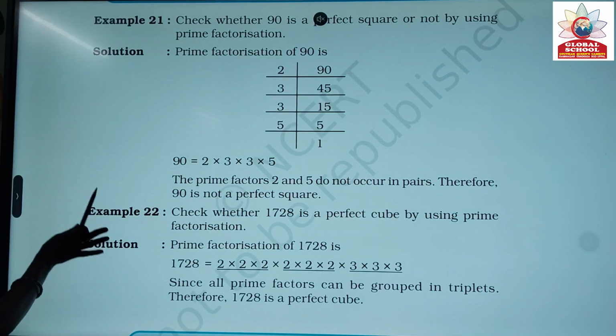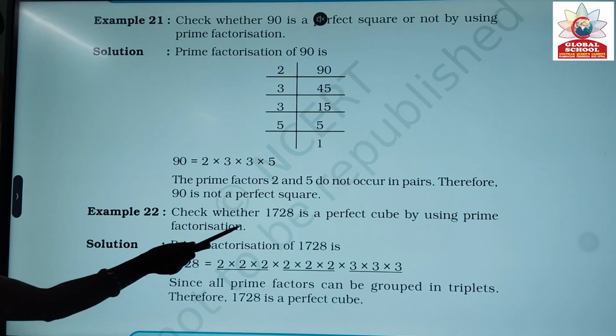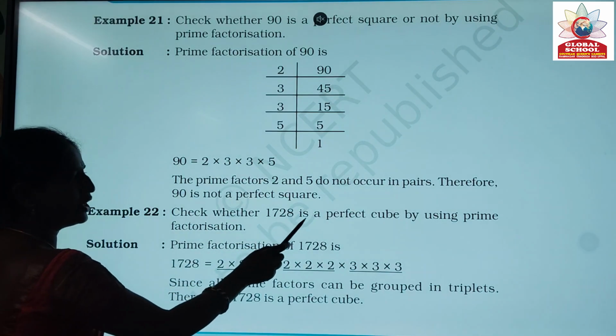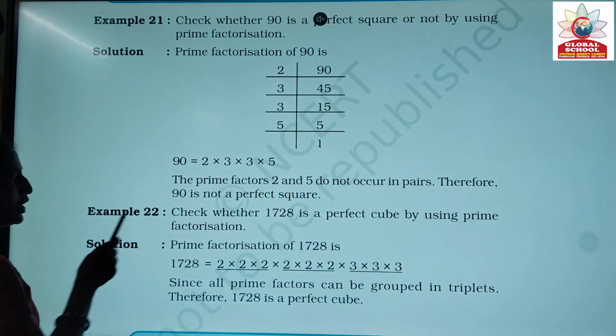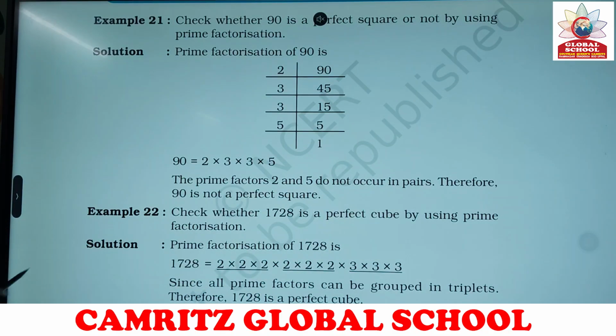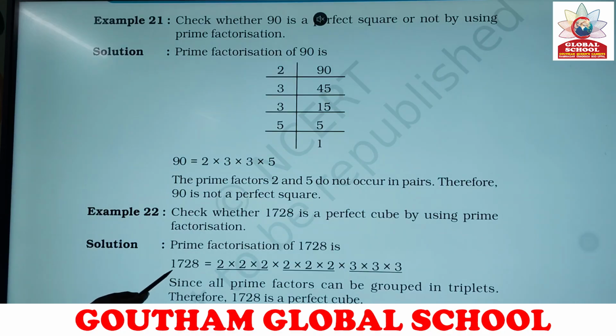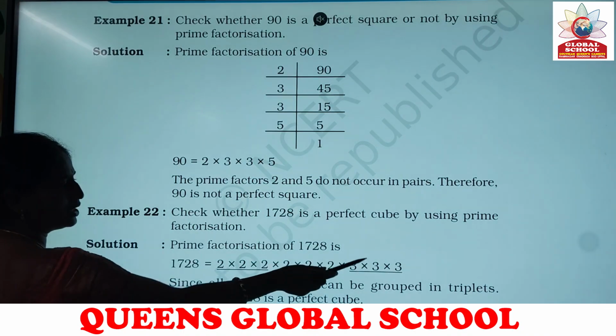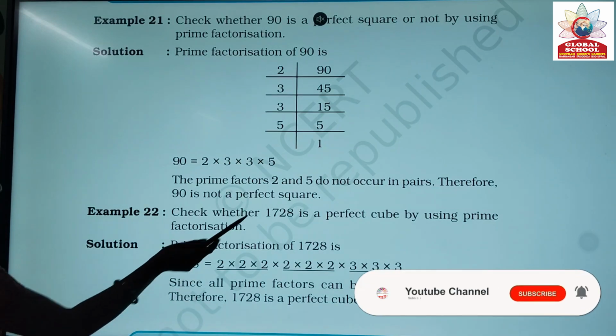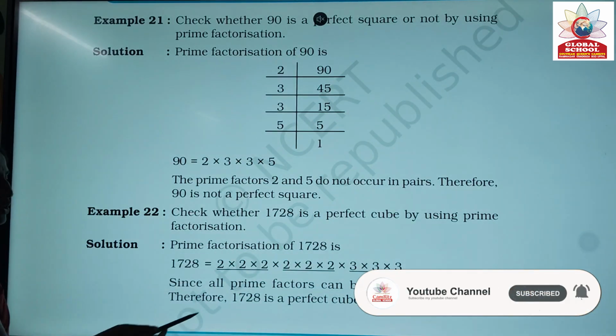Now we are checking one more problem. Here we are checking whether 1728 is a perfect cube by using prime factorization. What are the prime factors of 1728? 2 into 2 into 2, and so on. Here 2 and 3 are each repeated 3 times. For a cube, it should repeat 3 times. So it is a perfect cube.